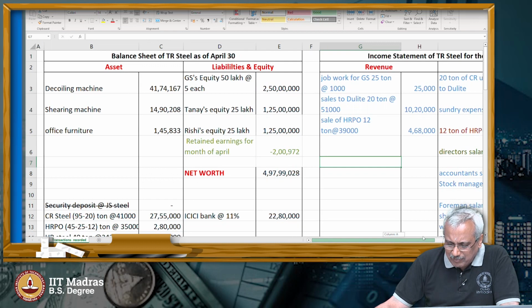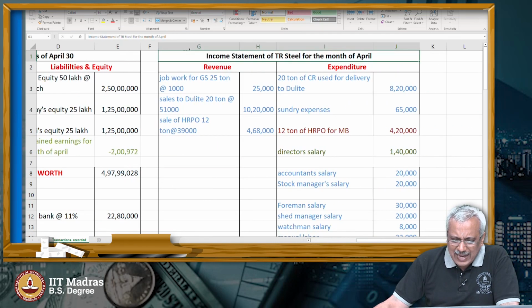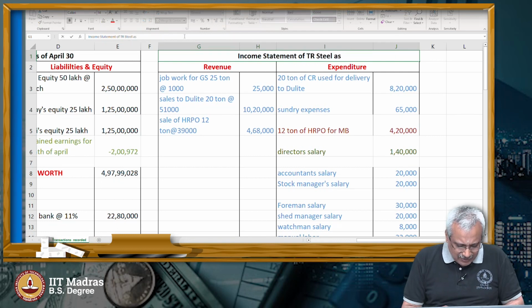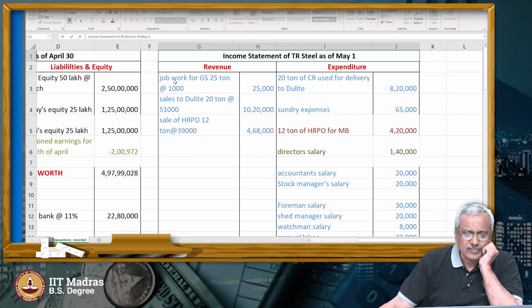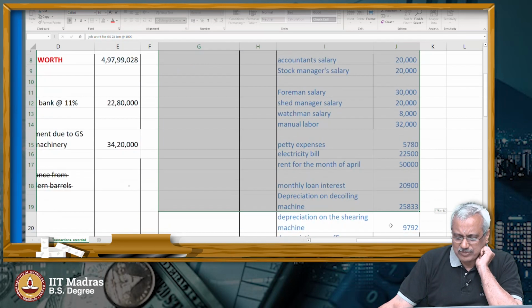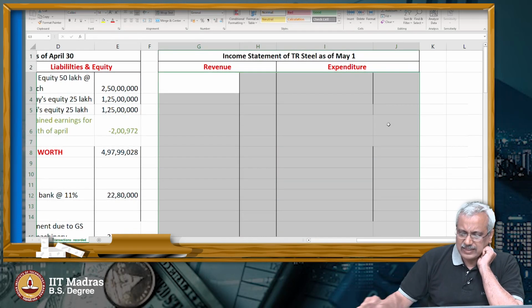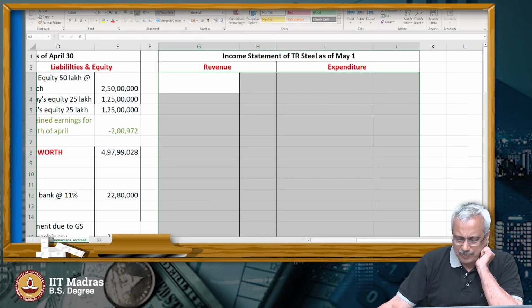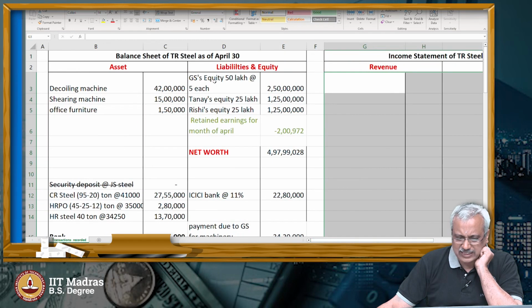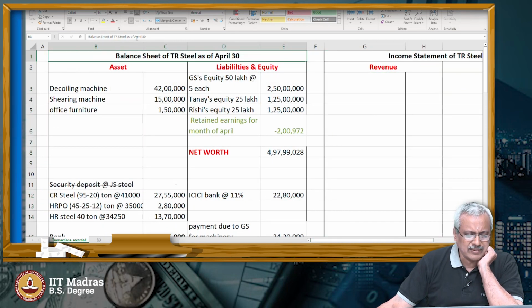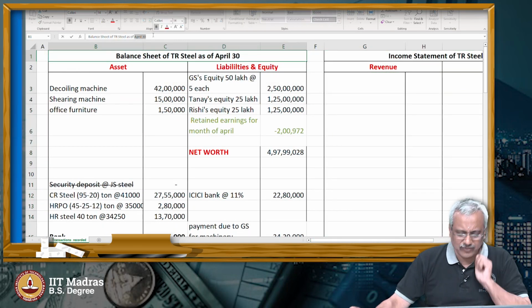Now I will say income statement of TR Steel as of May 1. All these I am just going to delete off because these are transactions pertaining to April. So I am beginning afresh for the month of May, and I will say balance sheet as of May 1st.